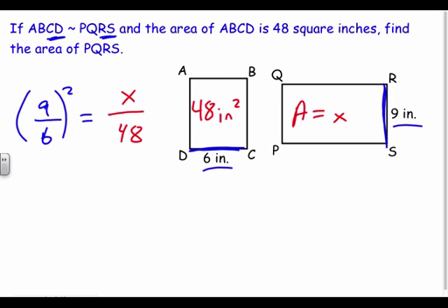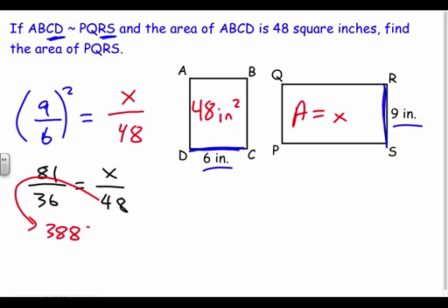So let's go ahead and simplify. 9 squared is 81, 6 squared is 36, equals x over 48. And then we just go through our cross product, so we're multiplying 48 times 81, which is 3888, and that equals 36x. Divide by 36 on both sides, and x equals 108 inches squared for the new area. Okay? So that's one way to do it.